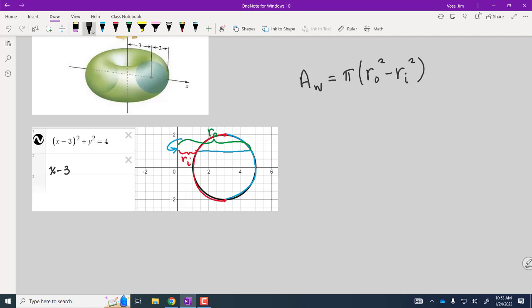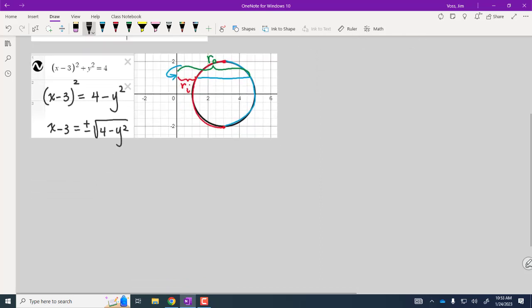So we have (x minus 3) squared equals 4 minus y squared. We're going to initiate a square root. So we're going to get plus or minus the square root of the right-hand side, and we're going to get two answers. We're going to get x equals 3 plus and 3 minus the square root of 4 minus y squared. So now we have our two x values.